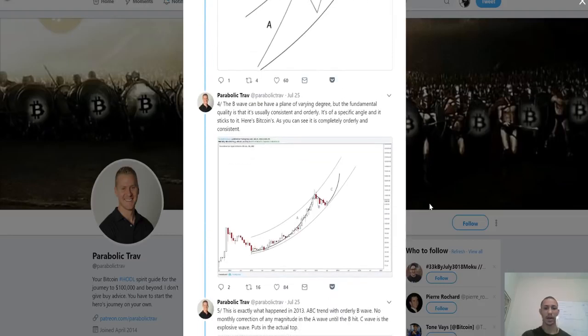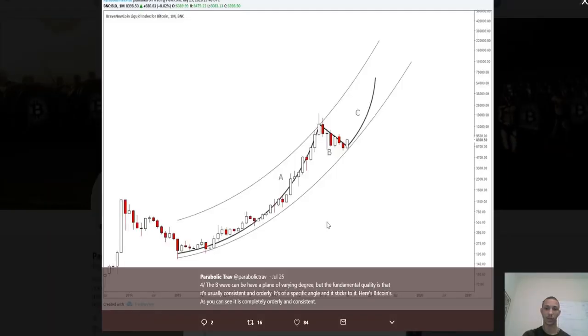Next up, number four, the B wave can have a plane of varying degree, but the fundamental quality is that it's usually consistent and orderly. It's of a specific angle and it sticks to it. Here's Bitcoin's. As you can see, it's completely orderly and consistent. So here we can see just a continual downtrend like so, which is going to be apparently followed by a parabolic move in this C wave, which we'll get to in a sec.